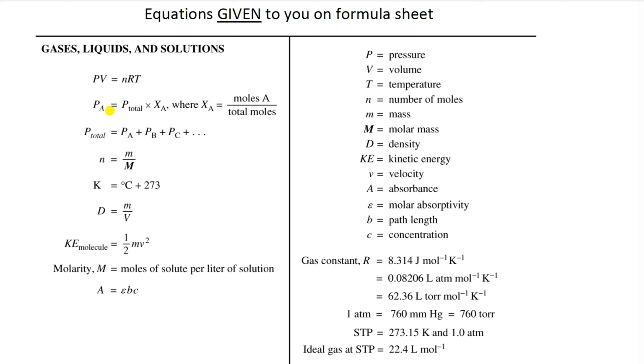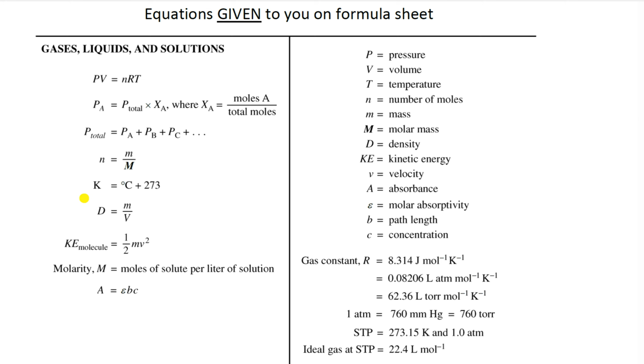PA, partial pressure of gas A, is equal to the total pressure times XA. And remember, XA we've already talked about as your mole fraction. And we talked about gaseous mixtures. The total pressure is going to equal the sum of all the partial pressures of the gases in the mixture.